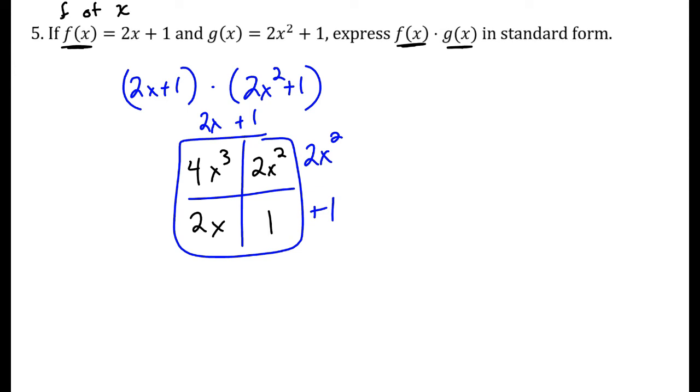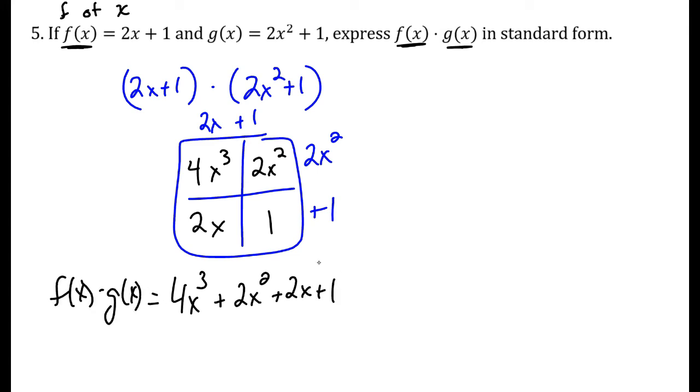Now, if I go to combine like terms, I see I have a 4x cubed, but do those diagonals combine? Are they like terms? No, because he doesn't have a squared. He's a plain old x term. That's an x squared term. So I actually don't have any like terms to combine here, and this is my final answer. F of x times g of x, when I multiply those two functions together, I get this polynomial right here.